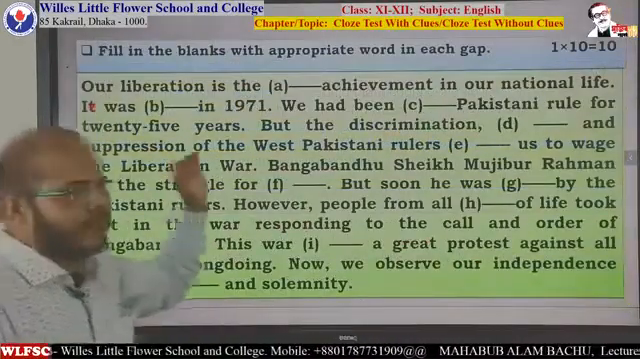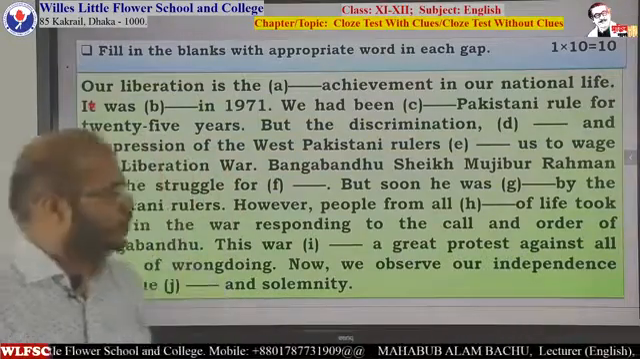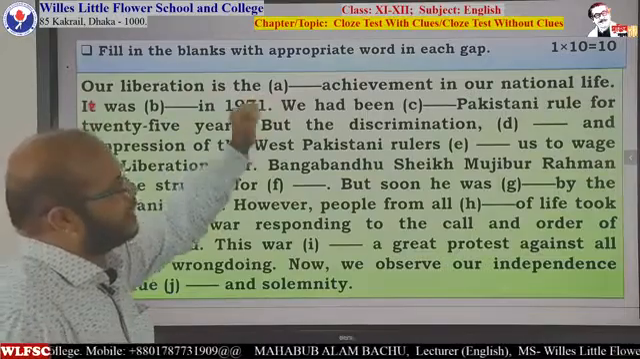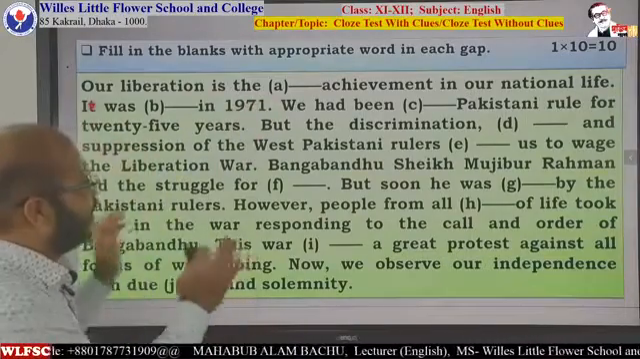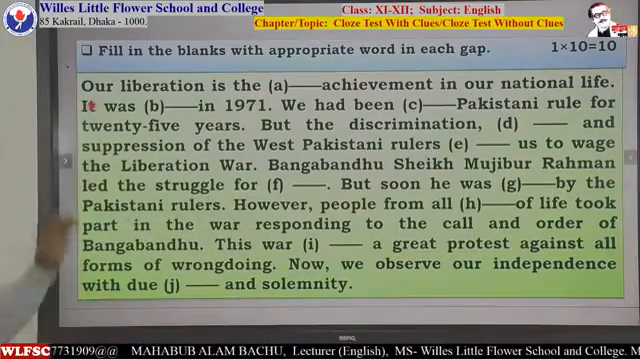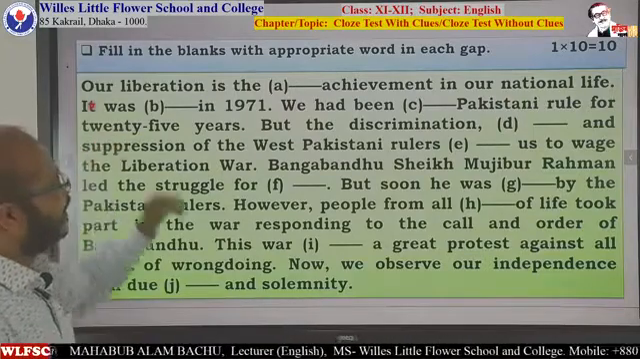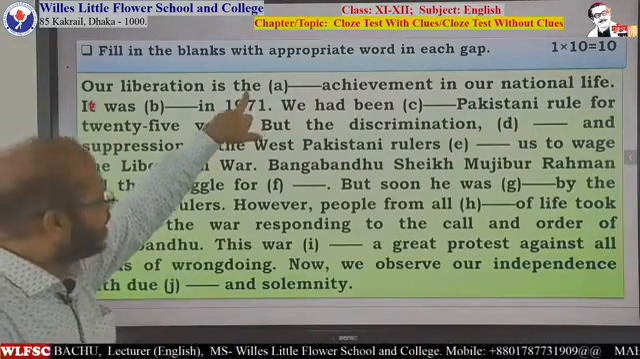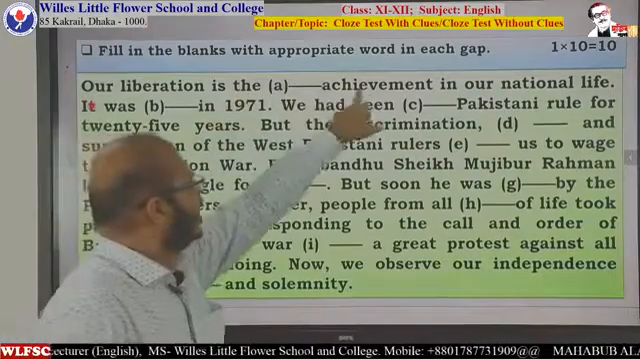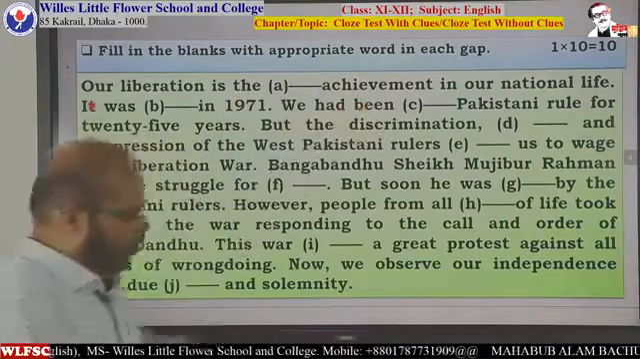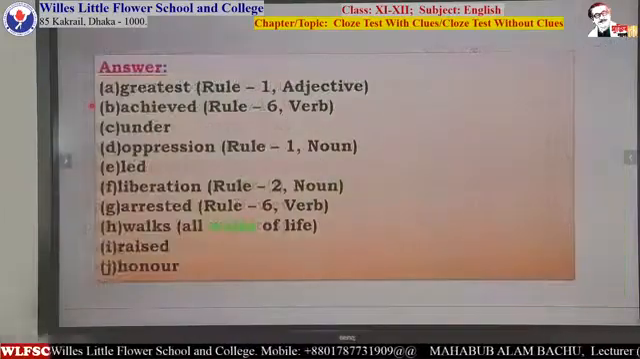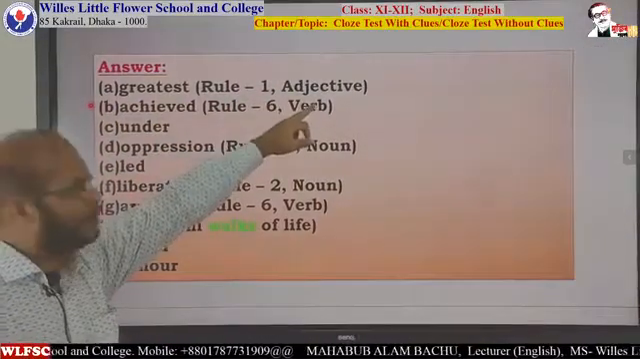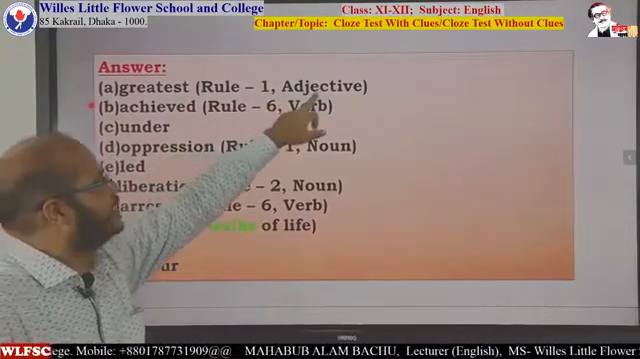This is a real practice following these rules. So please fill in the blanks with an appropriate word in each gap. Here is one without clue. You see, our liberation is the dash achievement. So look at the article and noun. Greatest: rule number 1, adjective. That means you can find this rule in the adjective section.